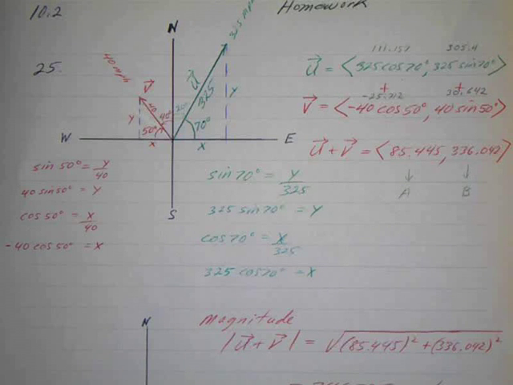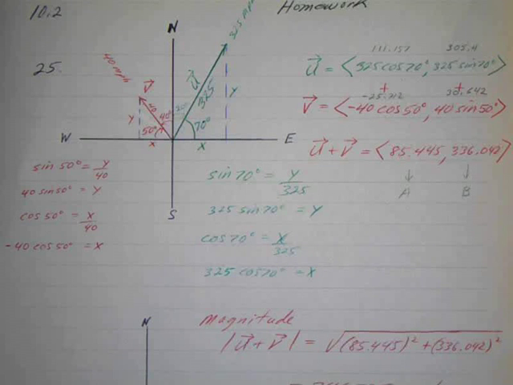This is number 25 from section 10.2, and it's the navigation problem. It's a pretty good problem. An airplane flying in the direction of 20 degrees east of north at 325 miles per hour in still air encounters a 40 mile per hour tailwind acting in the direction of 40 degrees west of north. The airplane maintains its compass heading, but because of the wind requires a new ground speed and direction.